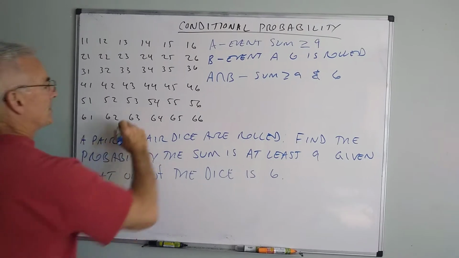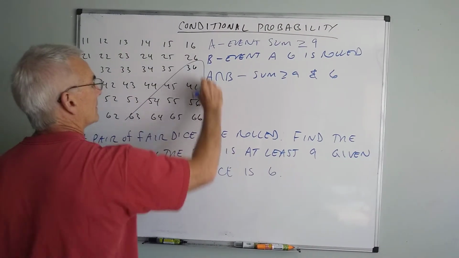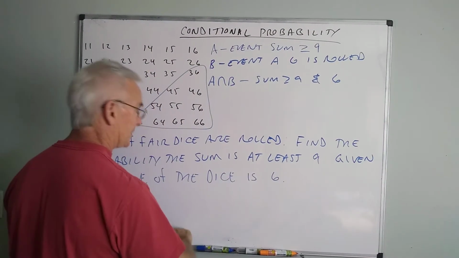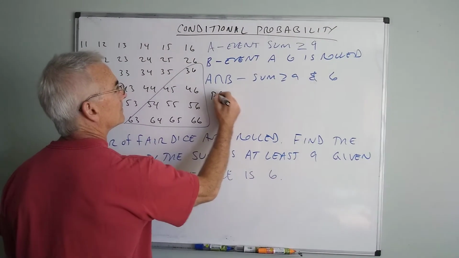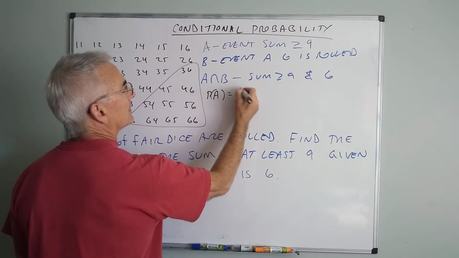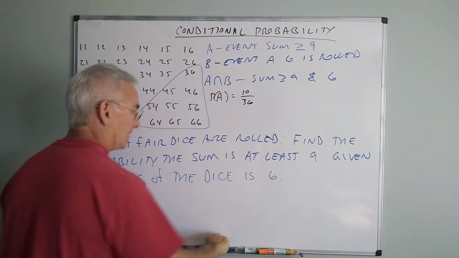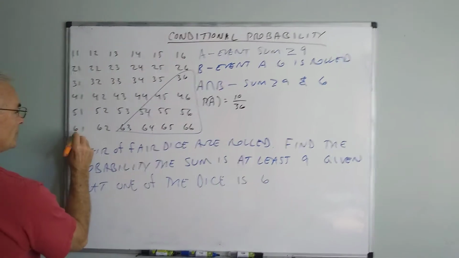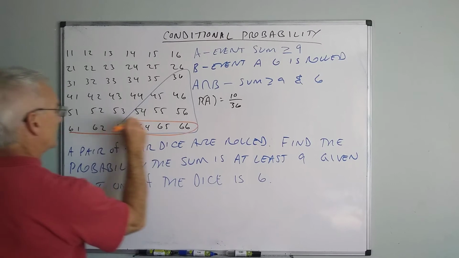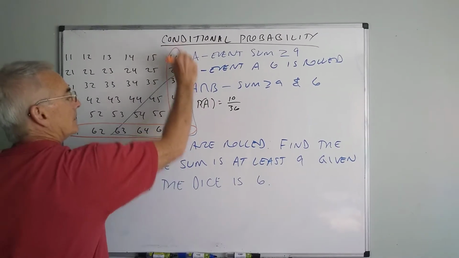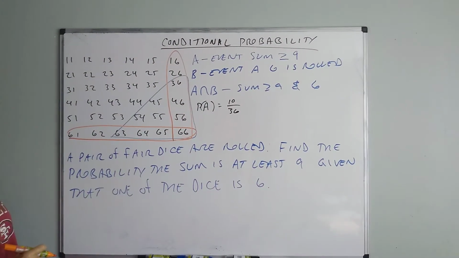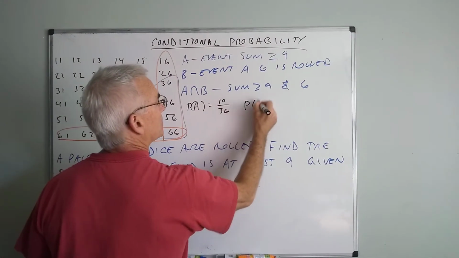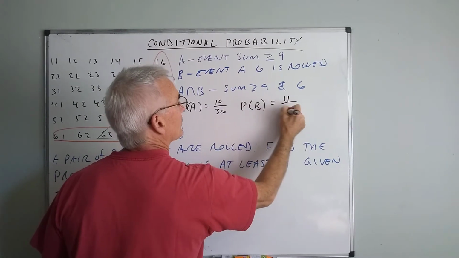If the sum was greater than or equal to 9, I'd be looking at these 10 rolls right here. So the probability of A would be 10 out of 36. Secondly, B is the event that a 6 is rolled. So which rolls have 6s in them? Well, it would be these and these. There's exactly 11 rolls that have a 6 in them. So the probability of B is 11 over 36.